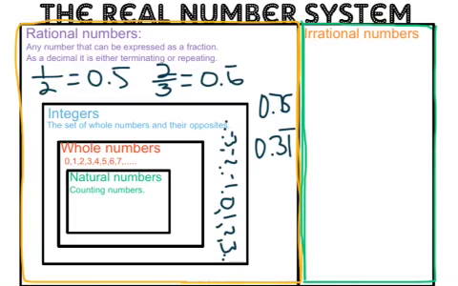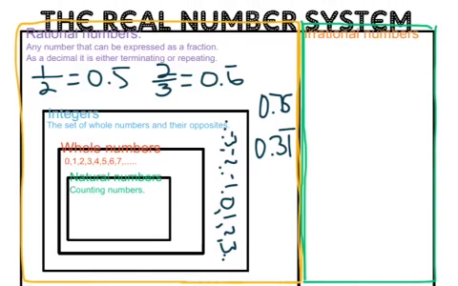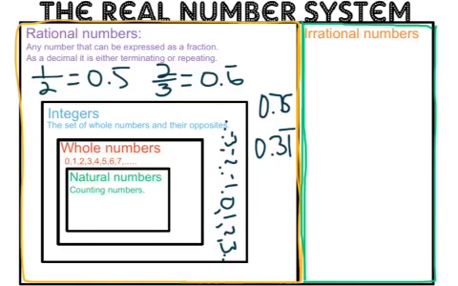So natural numbers are just counting numbers, and we always start with 1. So counting numbers would just be 1, 2, 3, 4, continuing on into infinity.